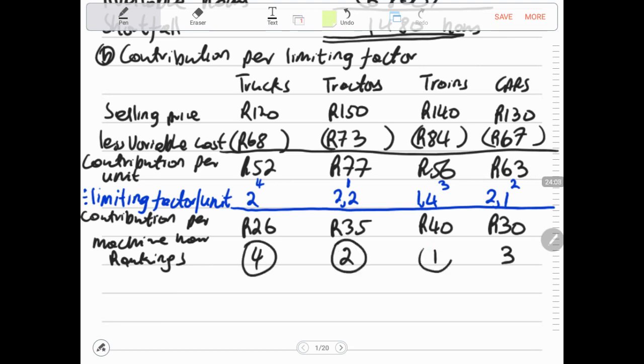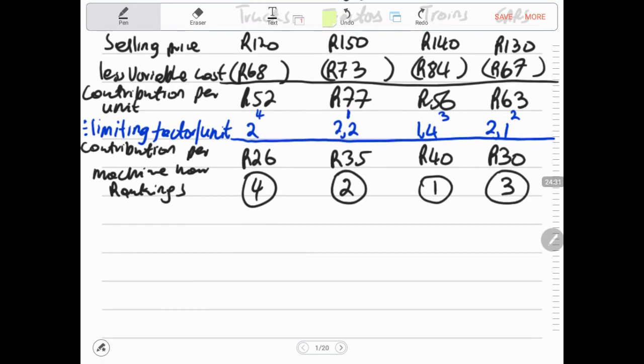When we start doing the production, we will produce our products based on our rankings. So the minute you have calculated your contribution per limiting factor, meaning after you have divided by the limiting factor per unit, you get the contribution per limiting factor. And the minute you get that, you can proceed further by allocating the hours, which is the limited resource, using the rankings, meaning first allocating the hours to this product. This will be number 2, this will be number 3, this will be number 4.